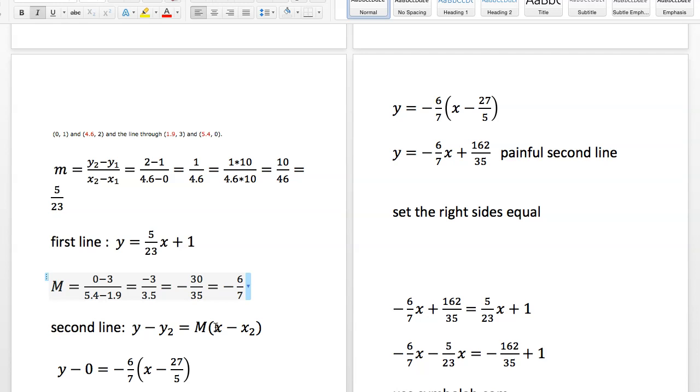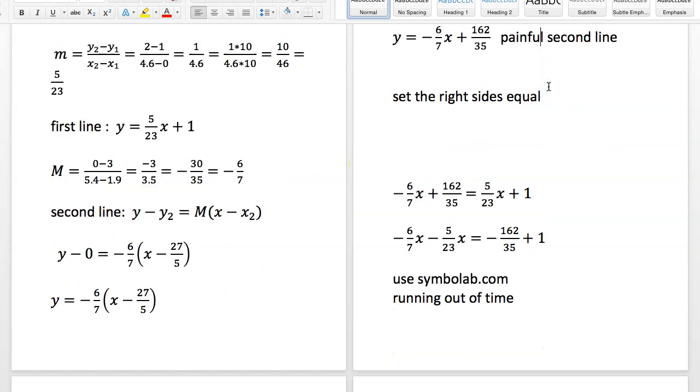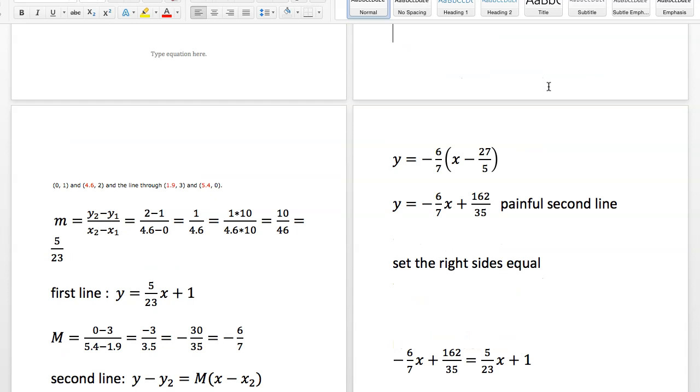But it's neg 3 over 3.5. That's neg 30 over 35. That's neg 6/7. And then 6 times 27, that's 162. And then 7 times 5. Yeah, that all looks right.